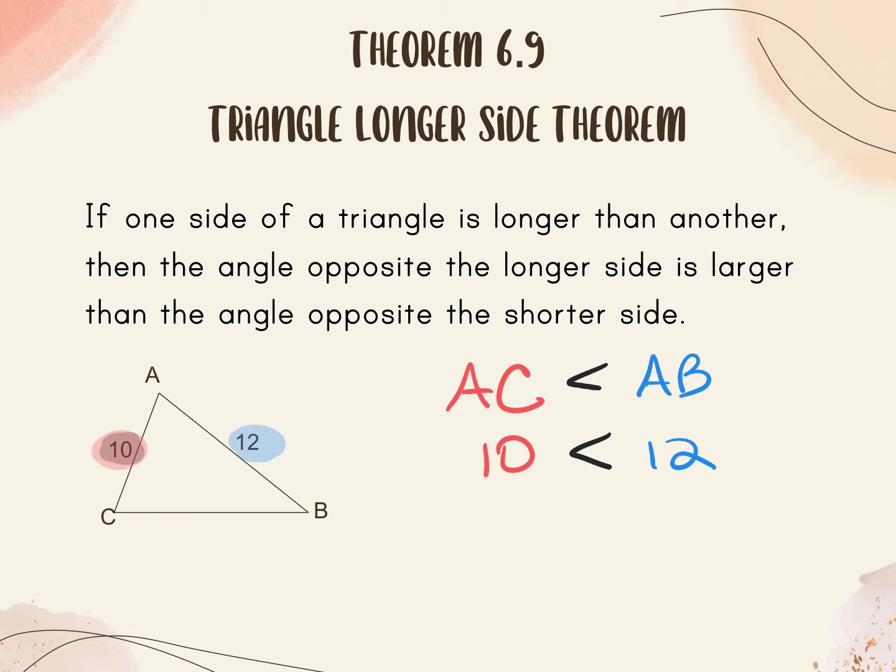So the angle that is across from the 12 is angle C. So angle C is going to be greater than the angle across from the 10, which is angle B. So angle C is greater than angle B, or you could say angle B is less than angle C because it's across from the shorter side.